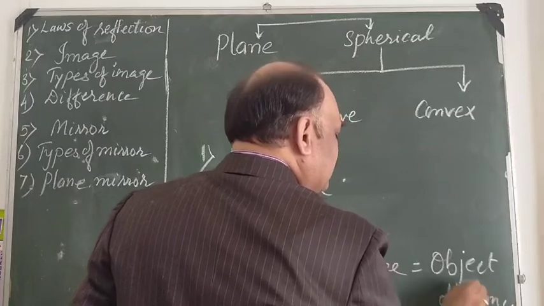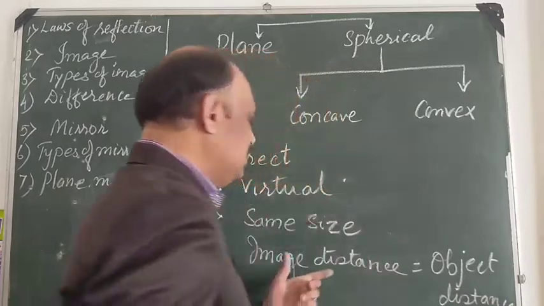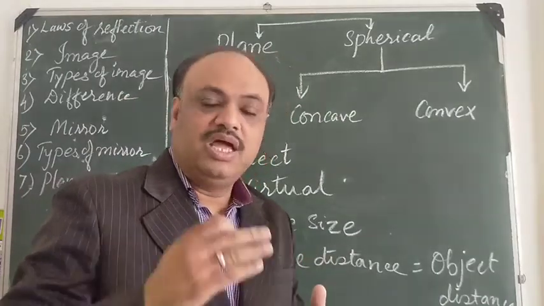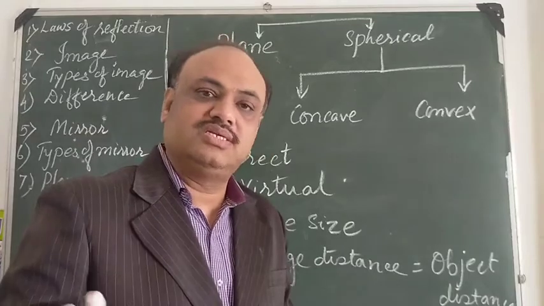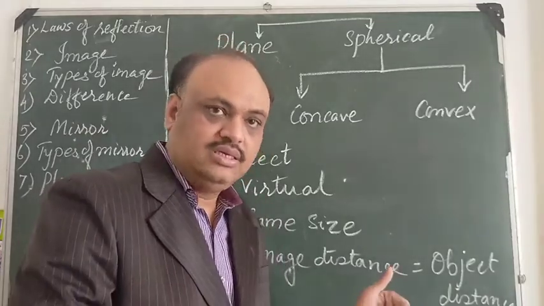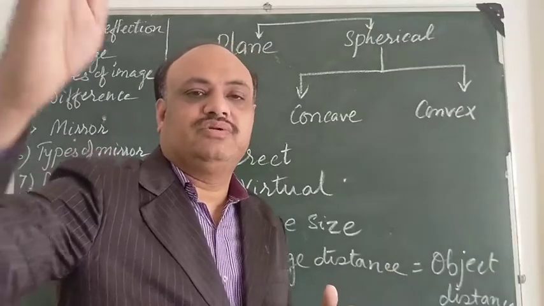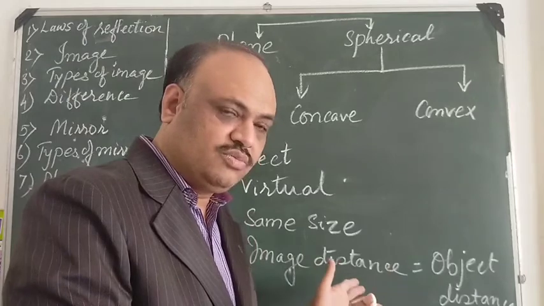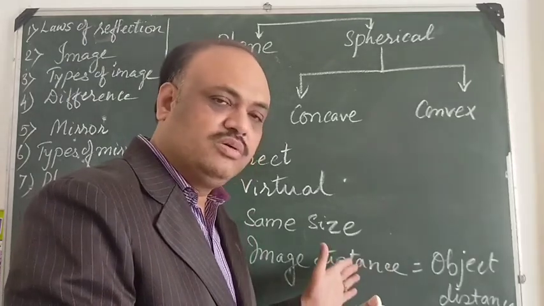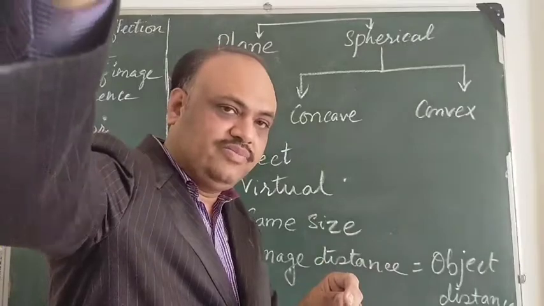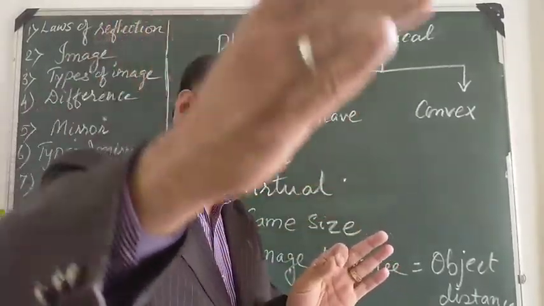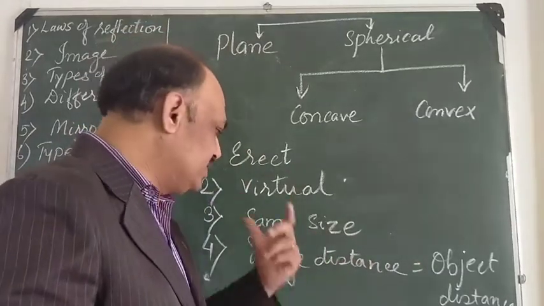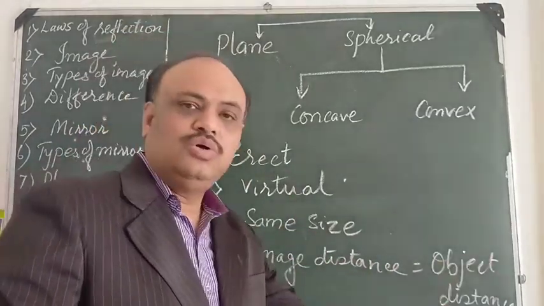What does it mean? It means that distance of image from the mirror and distance of object from the mirror is same. If you will go behind, the image will also move backward. So that shows that if the object is moving away from the mirror, image will also move farther. If you move towards the mirror, image will also move towards the mirror. And when it is calculated diagrammatically, it is found that image distance is equal to object distance.